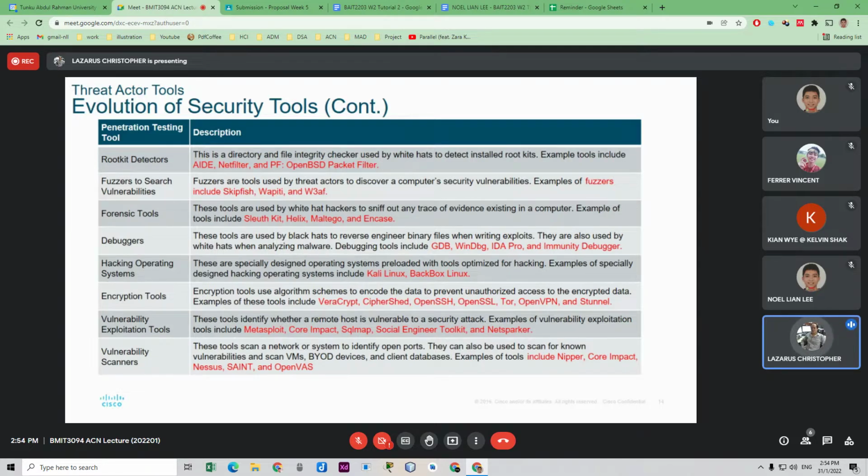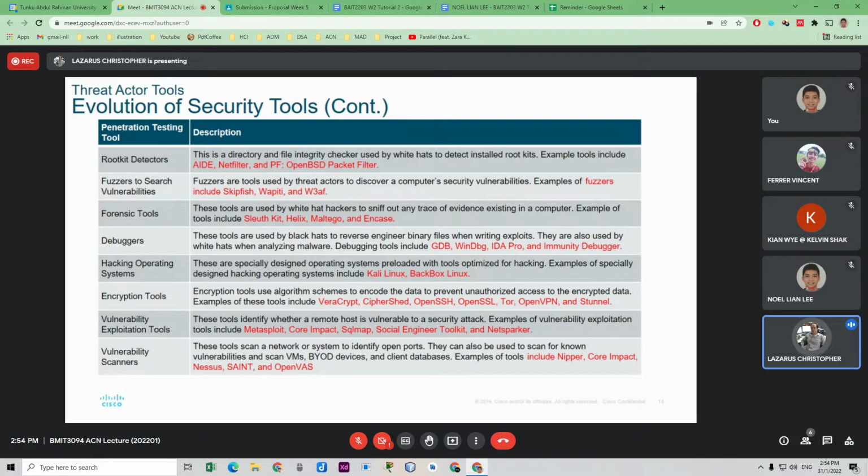Then you have vulnerability and exploitation tools: Metasploit, Core Impact, SQLMap, Social Engineer Toolkit, Netsparker, right? These tools identify whether the remote host is vulnerable to a specific type of attack. And then, depending on which vulnerability, it will use that vulnerability to attack the remote system.